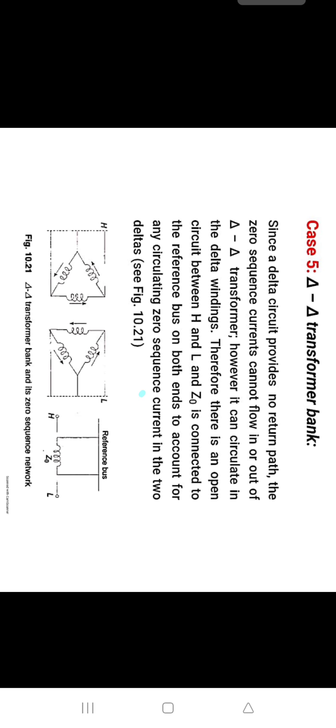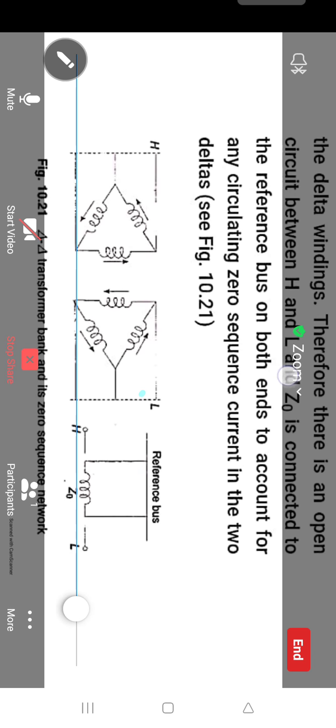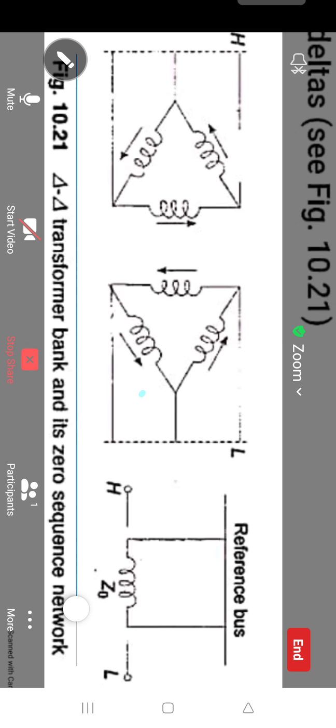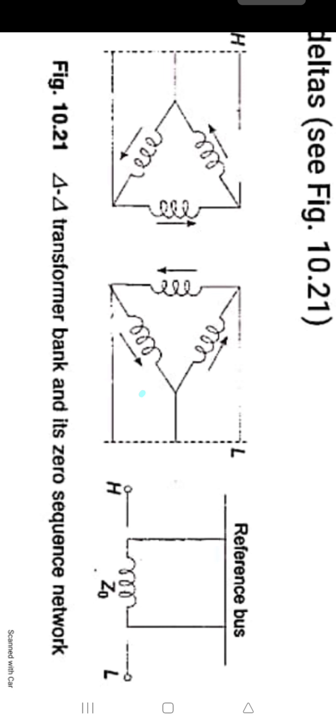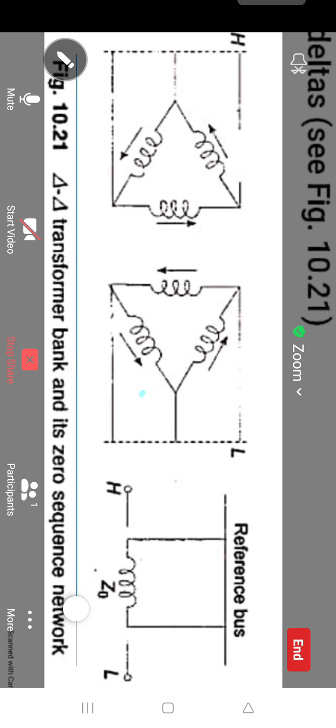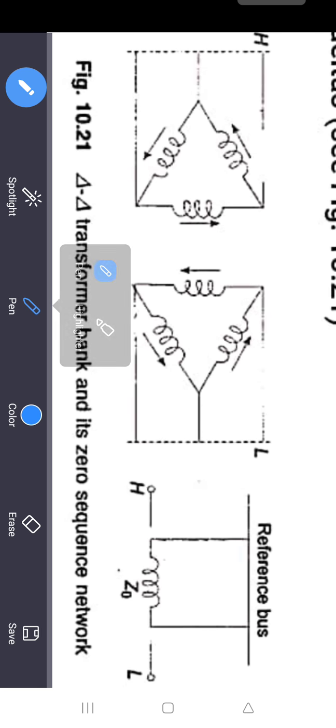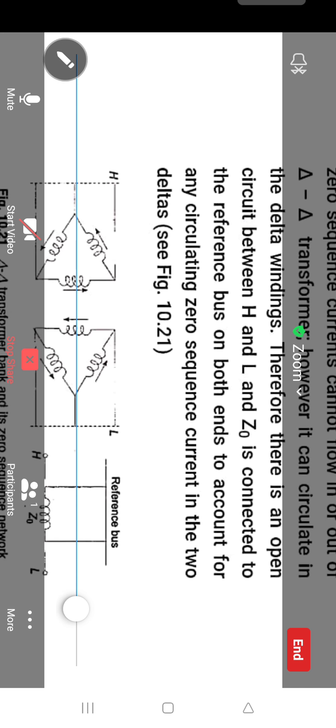Now, the fifth case is delta delta transformer. Since a delta delta circuit provides no return path, the zero sequence current cannot flow in or out of the delta delta transformer. However, it can circulate in the delta winding. Therefore, there is an open circuit between H and L, but Z0 is connected to the reference bus on both the ends to account for any circulating zero sequence current in the two deltas. So, these are the descriptions of the impedances for the transformers.